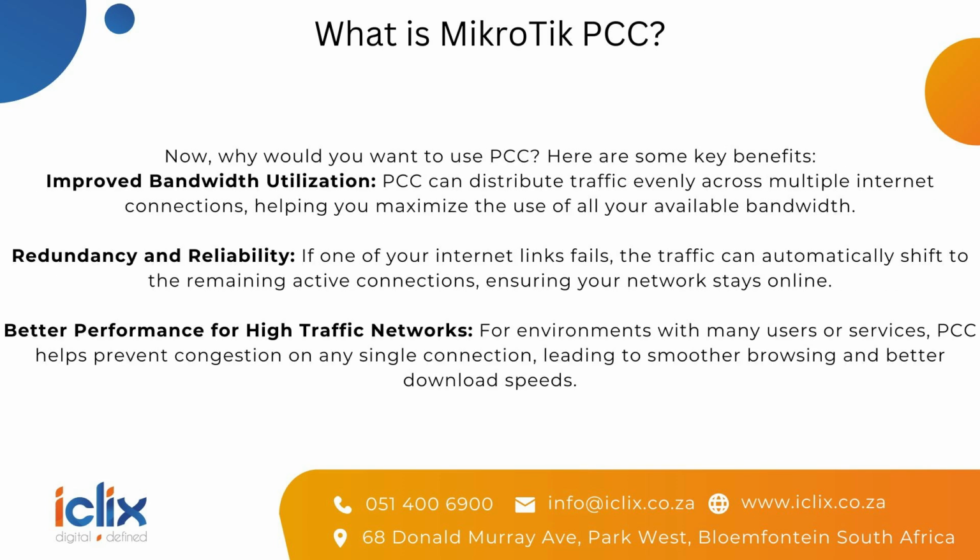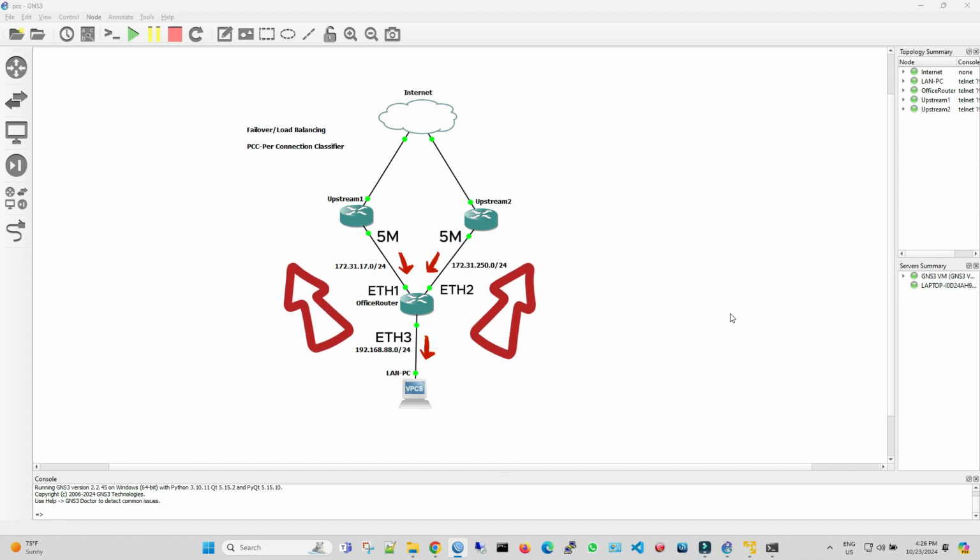Now, why would you want to use PCC? Here are some key benefits. Improved bandwidth utilization. PCC can distribute traffic evenly across multiple internet connections, helping you maximize the use of all your available bandwidth. Redundancy and reliability. If one of your internet links fails, the traffic can automatically shift to the remaining active connections, ensuring your network stays online. Better performance for high-traffic networks. For environments with many users or services, PCC helps prevent congestion on any single connection, leading to smoother browsing and better download speeds.